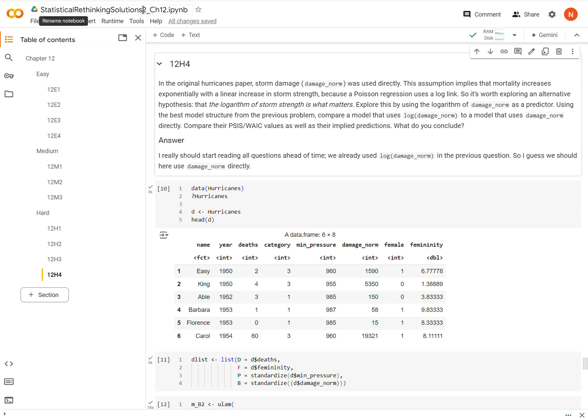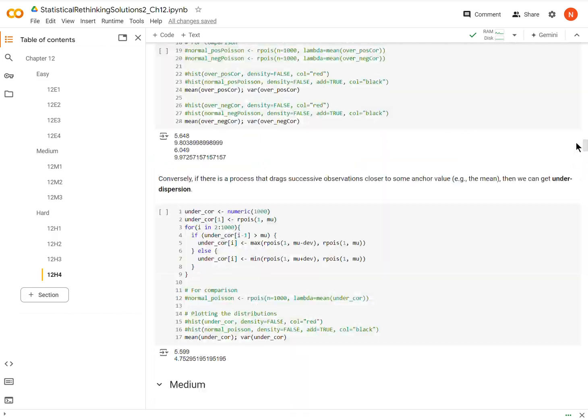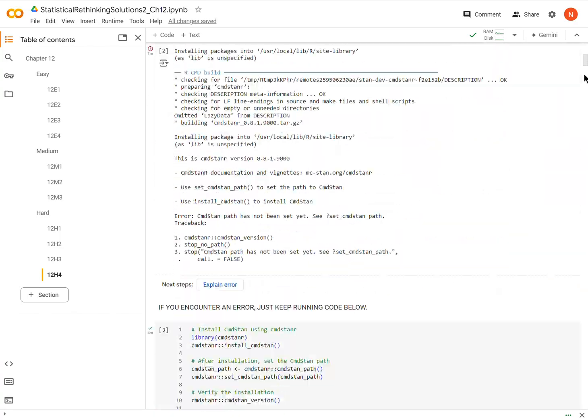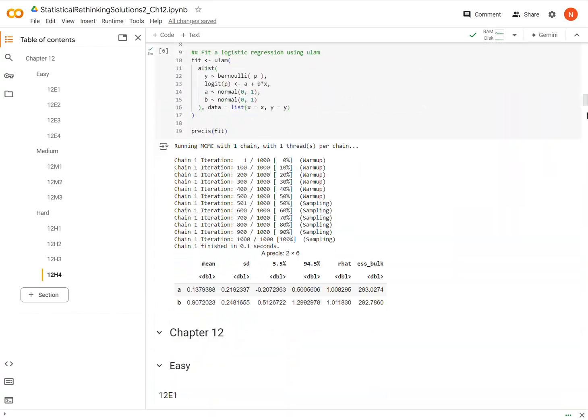We are in Statistical Rethinking, second edition. We're in chapter 12, and we're on the hard questions, question 12H4. Before you start, if you are going to use this code, make sure that you have installed and loaded the Rethinking package and Stan, and you can do that with this first set of code blocks up here.